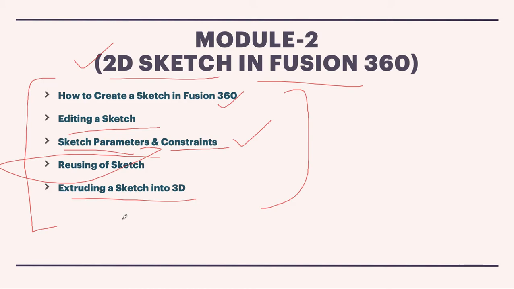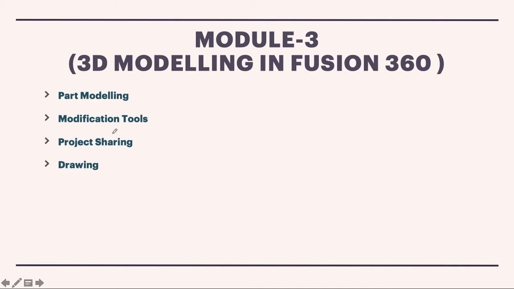Let's proceed further. In module 3, as we have already covered the 2D part in module 2, after covering 2D sketching, we will proceed to the 3D modeling part. In this 3D modeling, we will be discussing the part modeling part. In part modeling, we will have various commands. We will learn about extrude, revolve, sweep, loft, etc. Then we will proceed to the modification tools.